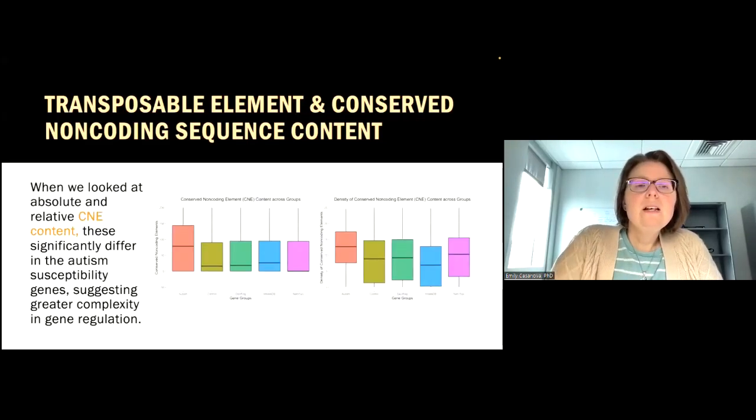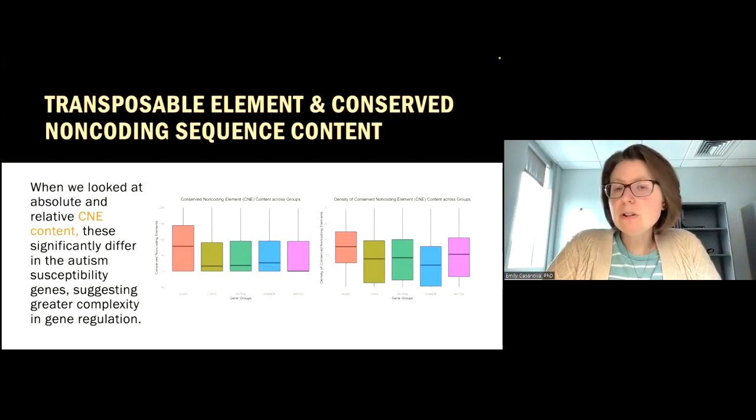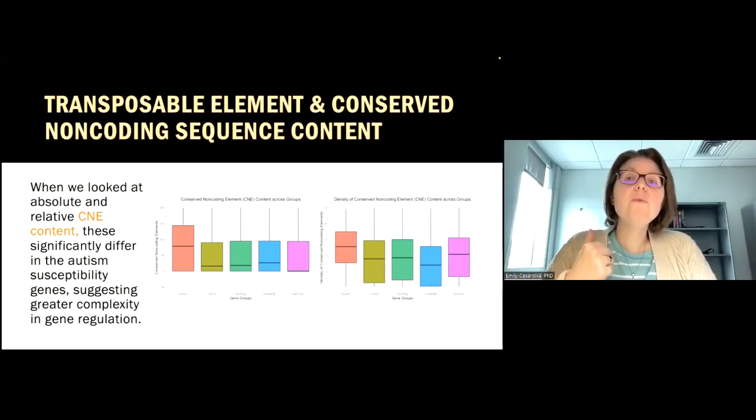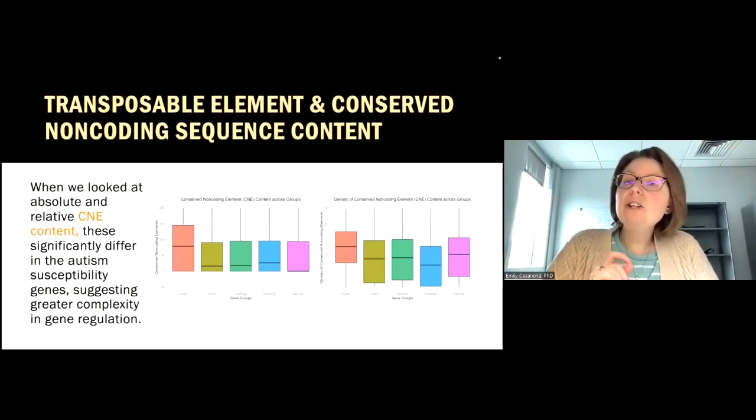Now, then we look at these conserved non-coding elements. And what are conserved non-coding elements? Let's pick it apart. They're conserved, so these are sequences that we as humans share with some other animals. In this instance, we're sharing these with mice. This was how we were identifying these. So these are sequences that are shared with mice, but they're non-coding.